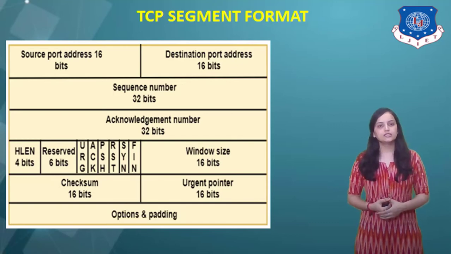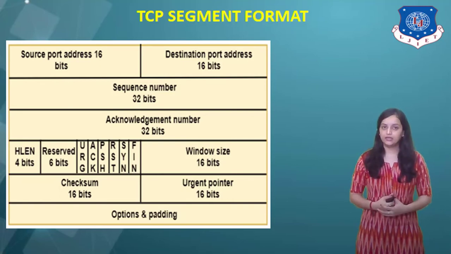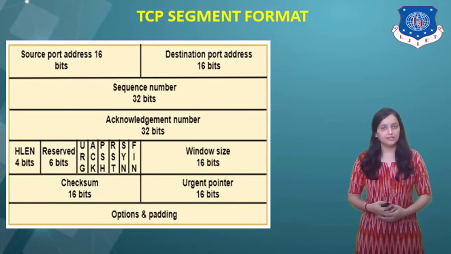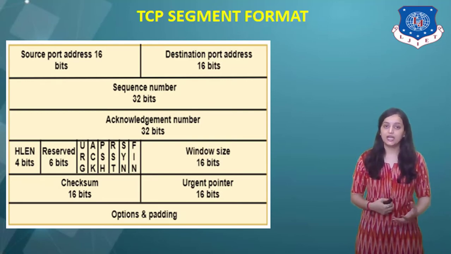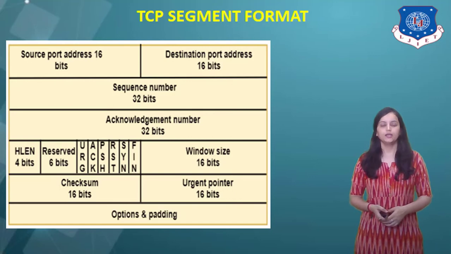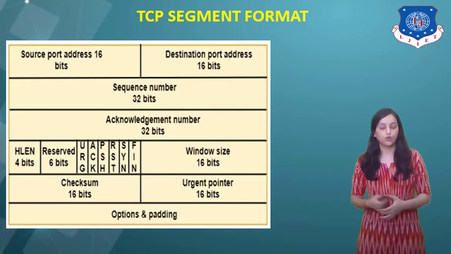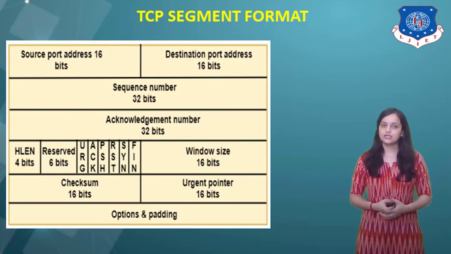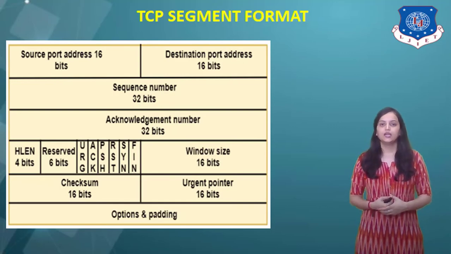The next field is the control bit field. Each bit of a control bit functions individually and independently, and a control bit defines the use of a segment or serves as a validity check for the other fields. Now, there are a total of 6 types of flags in the control field. The first one is the URG field, which stands for urgent. The URG field indicates that the data in a segment is urgent to deliver.